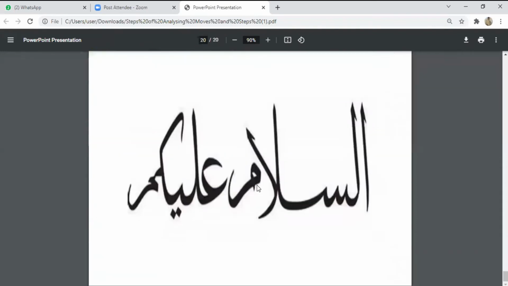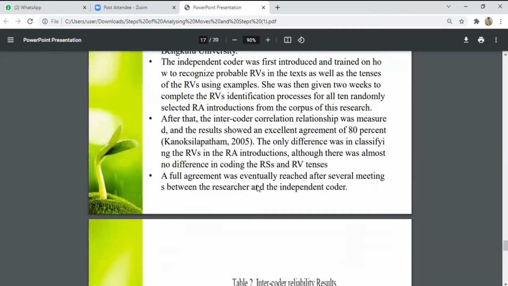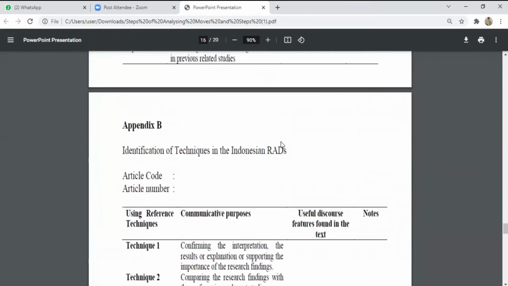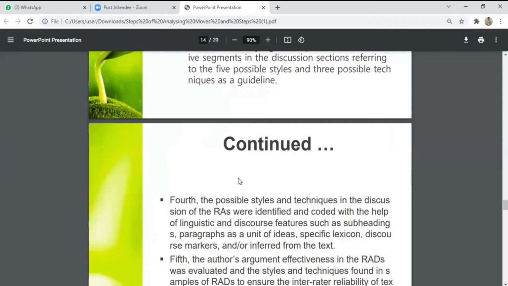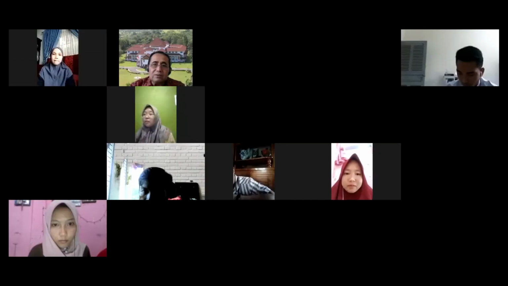So this is the way to analyze the rhetorical structure of a particular genre. This is the way to analyze it, step by step. So what I'm saying here, this is the method section of an article, if you are going to analyze a particular discourse. Okay, so that is the presentation.